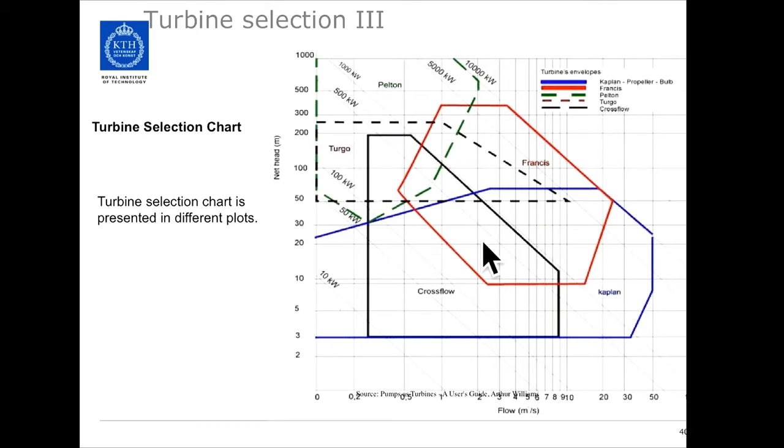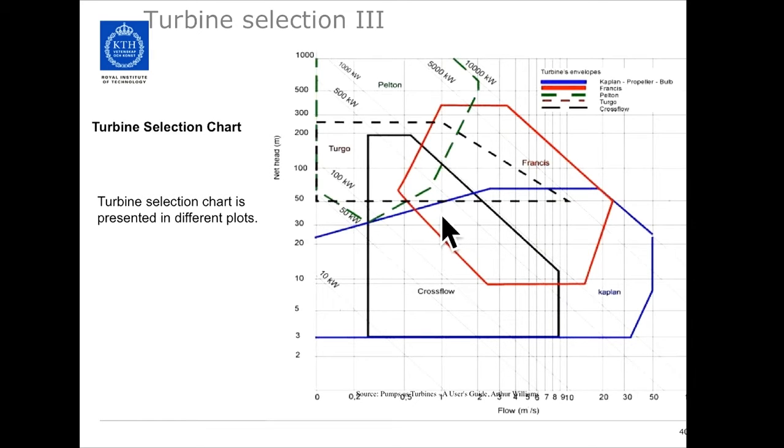For example, let's take a place where you have a flow of 1 meter cube per second and a head of 50 meters. In that case, many turbines can be used here, and the most suitable are the cross flow turbine and the Pelton turbine in this range.